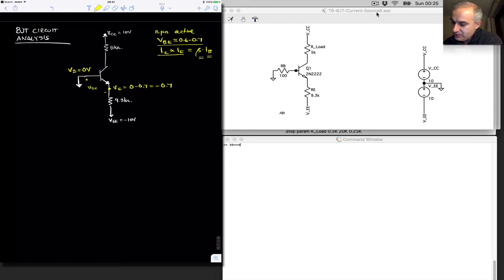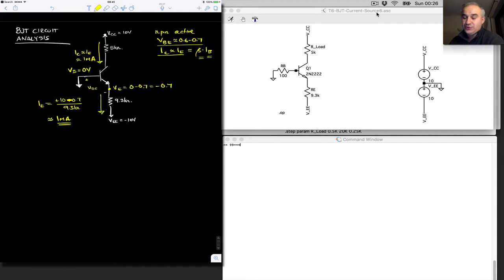And with this, we are going to be able to find the current at the emitter. The current at the emitter equals minus 0.7 minus minus 10, so plus 9.3 volts divided by 9.3 kilo ohms. So this is going to be approximately 1 milliamp. And therefore, we have a current at the collector approximately equal to the current at the emitter, which is approximately equal to 1 milliamp.